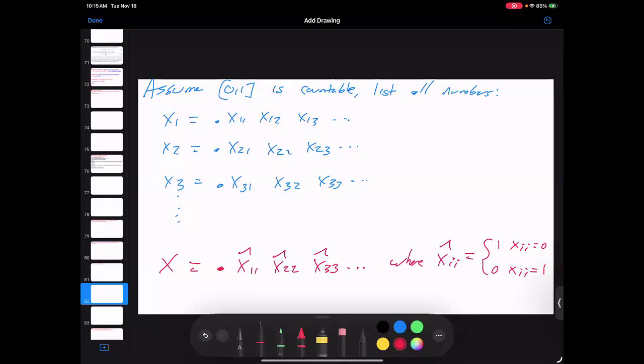Is it possible that x is the same as the number x1? Why not? It can't be x1, because it differs in the first spot. Could it be the second number on my list? No, it differs in the second spot. Could it be the third number on the list? It differs in the third spot. So the hope is x is not on our list, as it's not xi, because it differs in the ith digit.